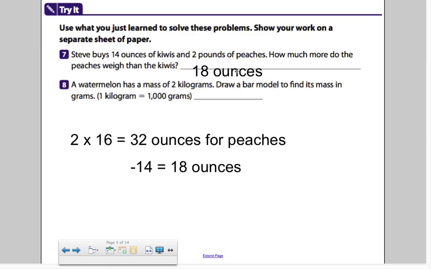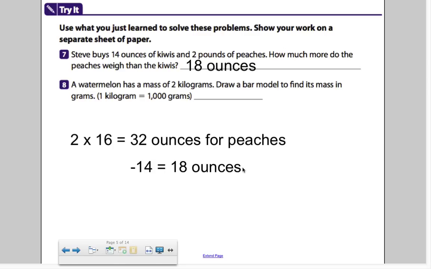So take a close look. We did not just subtract right away. If we subtracted right away, we would have got 14 minus 2 equals 12. That's not the right answer. The first thing we did was a conversion. That's the whole point of this week, guys. Conversion, conversion, conversion. Don't do the problem unless you use the conversion first.